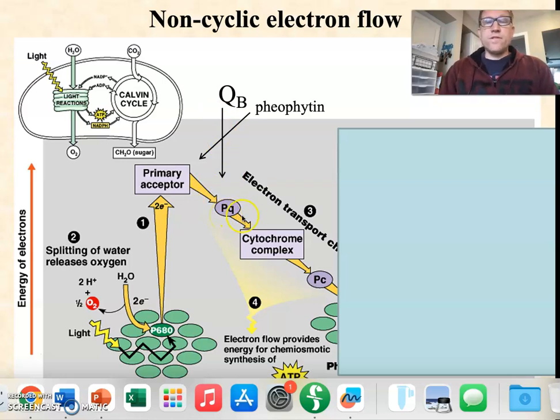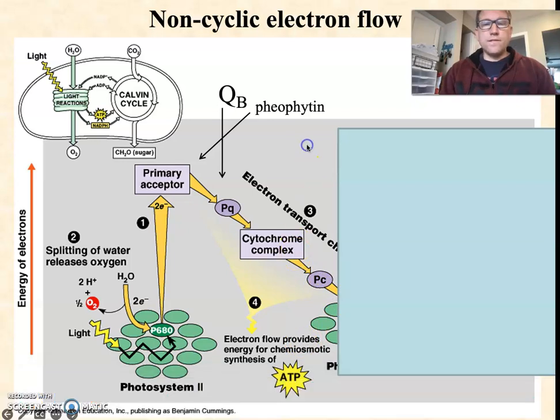Plastoquinone then is going to shuttle those electrons to a cytochrome complex. The cytochrome complex will shuttle them to another molecule called plastocyanin, and then plastocyanin is going to hand them off to photosystem 1.